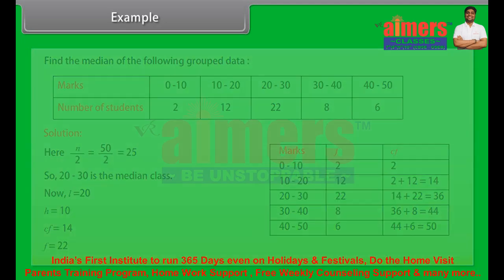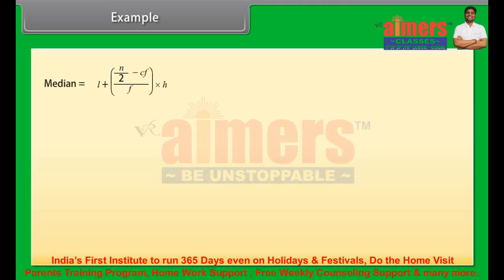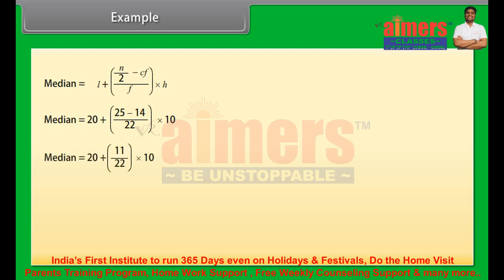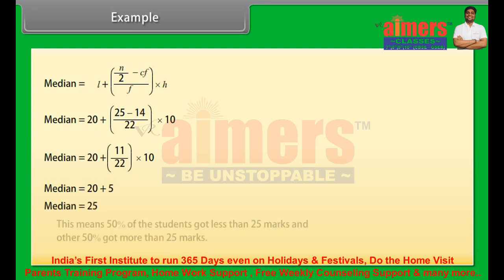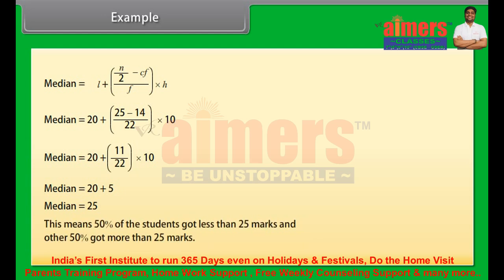And then we calculate the median using the formula given below. L plus n by 2 minus CF, that is divided by f and multiplied by h. Median equals 20 plus 25 minus 14 by 22 into 10. 20 plus 11 by 22 into 10. Median is equal to 20 plus 5, which equals 25. This means 50% of the students got less than 25 marks and the other 50% got more than 25 marks.